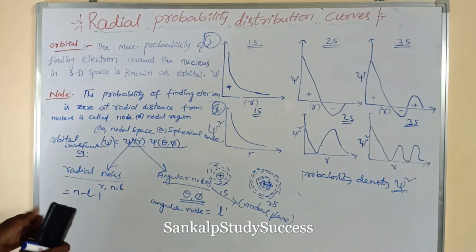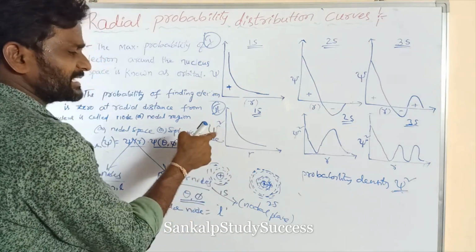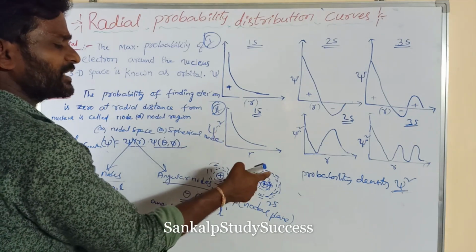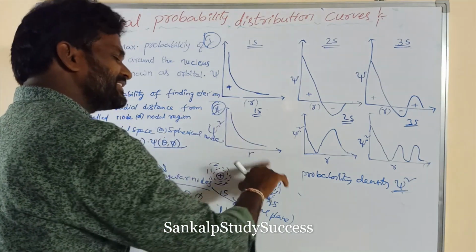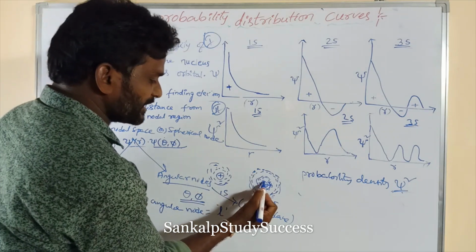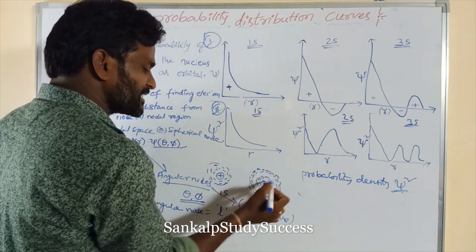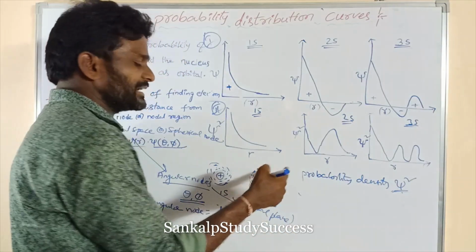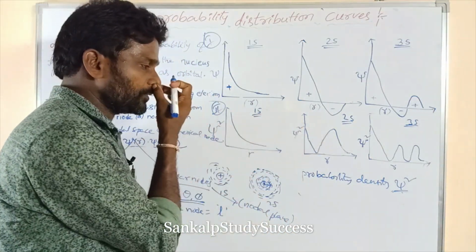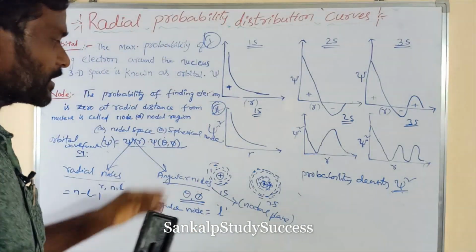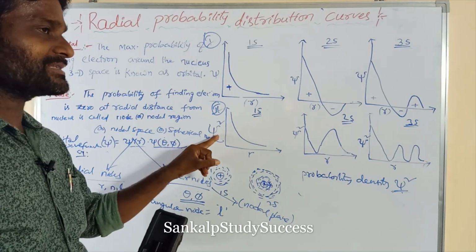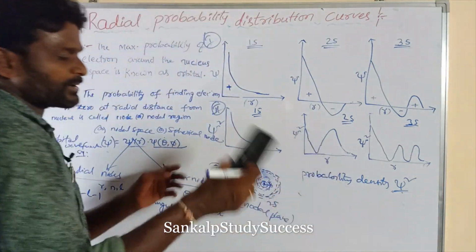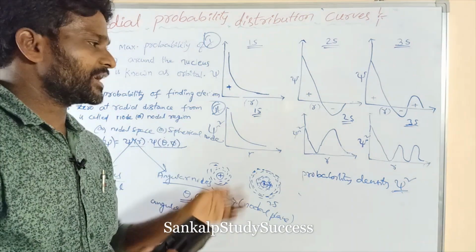So what is its meaning? Psi square means probability of finding electron, so orbital can be taken as psi square. The probability of finding electron around the nucleus decreases with increasing radial distance. That means the place near the nucleus has the highest electron density, and as the distance increases, the probability of finding electron decreases. That is clearly visible in this graph. So the probability of finding electron around the nucleus decreases with increasing radial distance, according to these graphs.